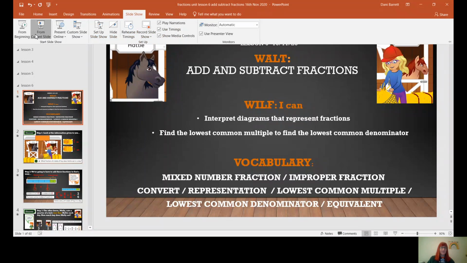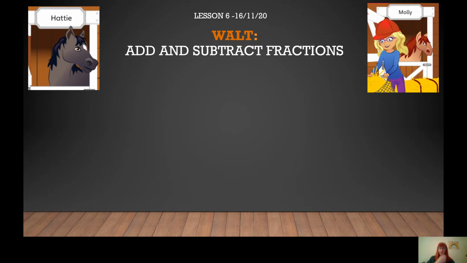So, can I just mention, Banyan class, we've had to miss out part of lesson 5 and flip over to lesson 6. So I've combined the two together, so that Banyan and Cyprus are both on today's lesson. 16th of November, lesson 6, adding and subtracting fractions. So that's what we're learning to do today.